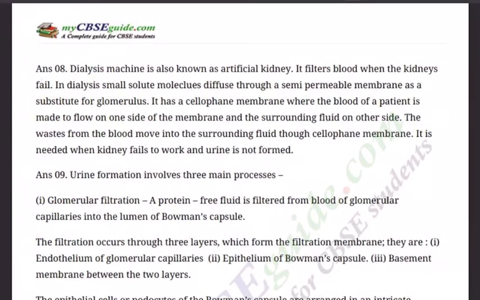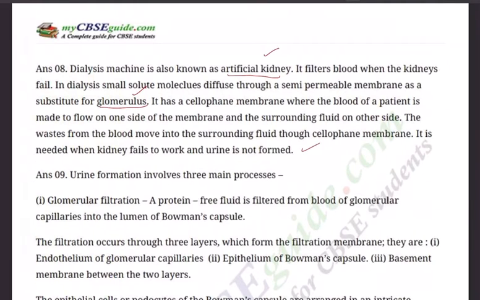And then we'll go to question number 8. Dialysis machine is also known as artificial kidney. It filters blood when the kidneys fail. In dialysis, small solute molecules diffuse through a semi-permeable membrane as a substitute for the glomerulus. It has a cellophane membrane where the blood of a patient is made to flow on one side of the membrane and the surrounding fluid on the other side. The waste from the blood moves into the surrounding fluid through the cellophane membrane.